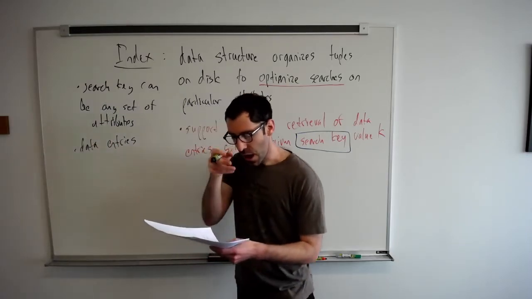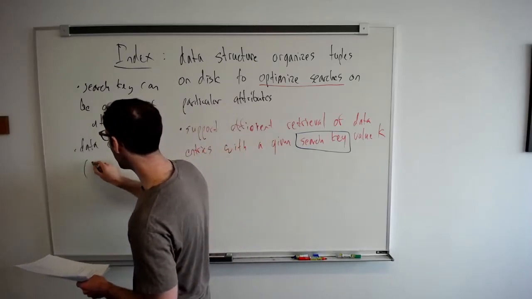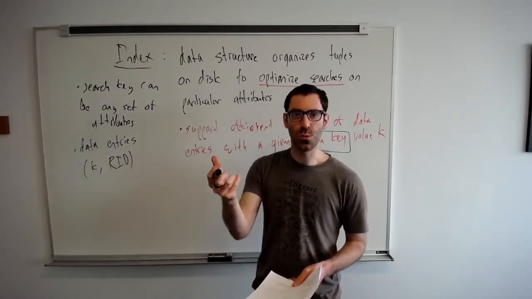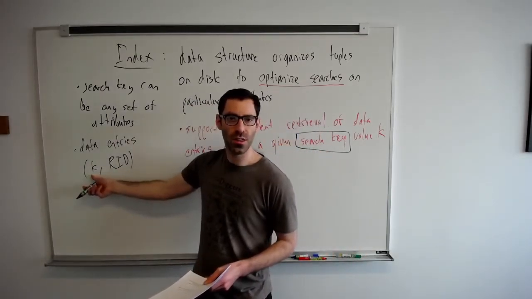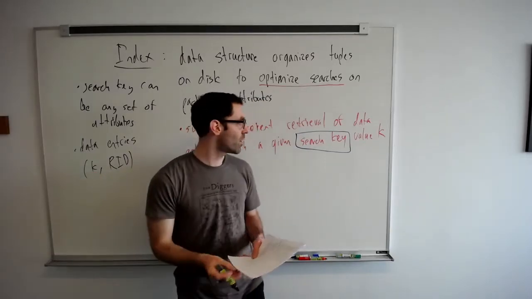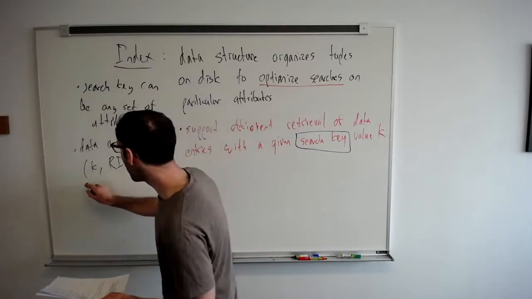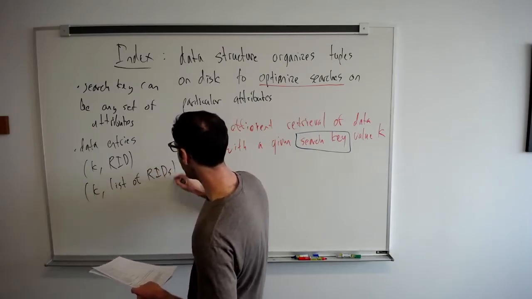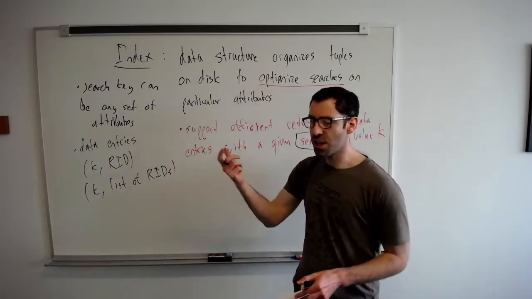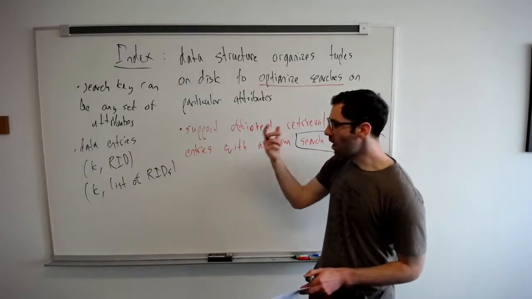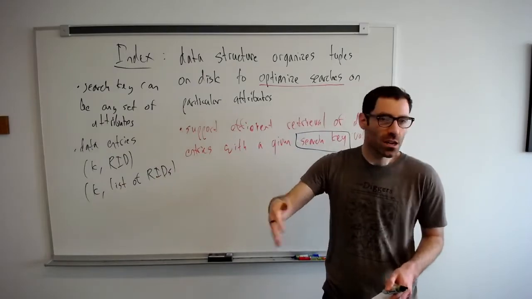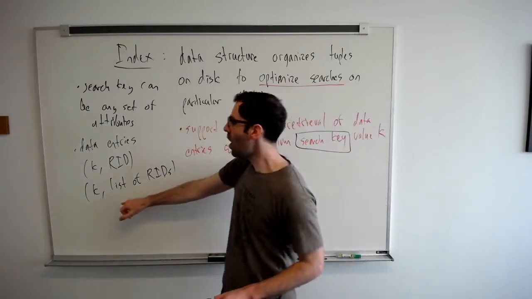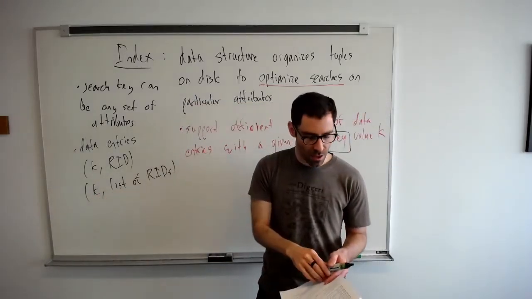So what are these data entries? These data entries might be the key and some record ID, some tuple that goes with this particular value of whatever search key our index is built on. We might have the search key and some list of record IDs. So if the search key is a particular student's age, then there may be many tuples in the data, almost certainly, that match that search key, students that have that age. And so our index might store a list of the corresponding records.